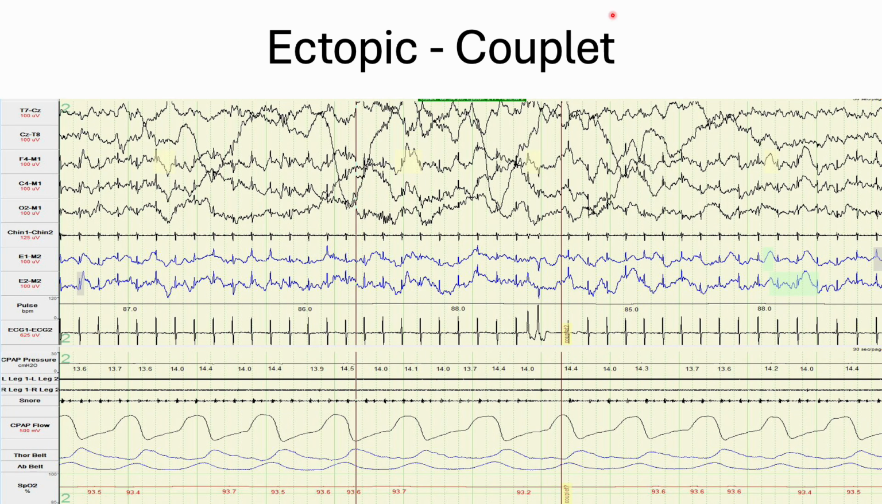A couplet is when 2 PVCs occur, one right after the other. There it is right there. 1 PVC, 2 PVC. There are also triplets, which are 3 beats in a row.